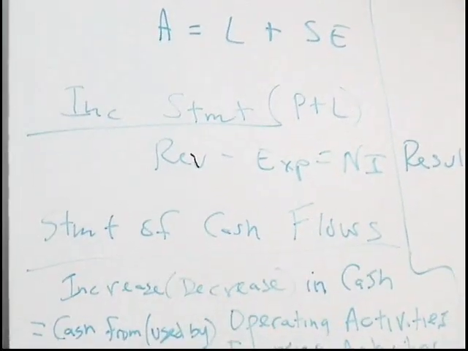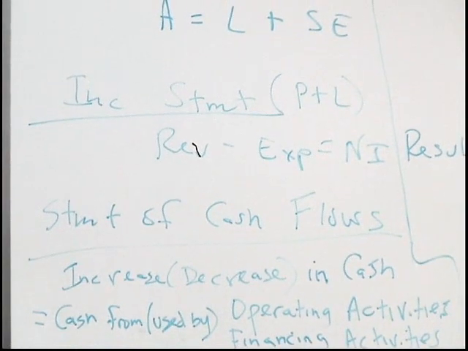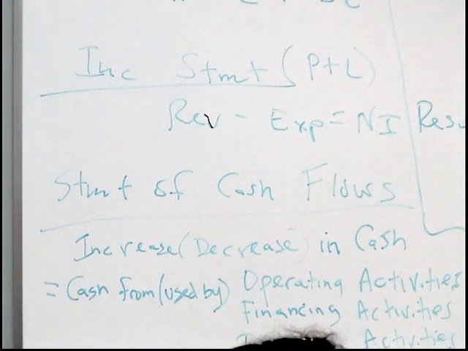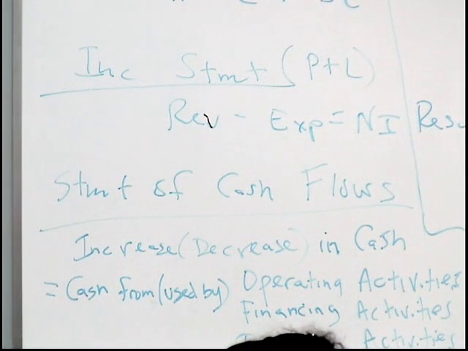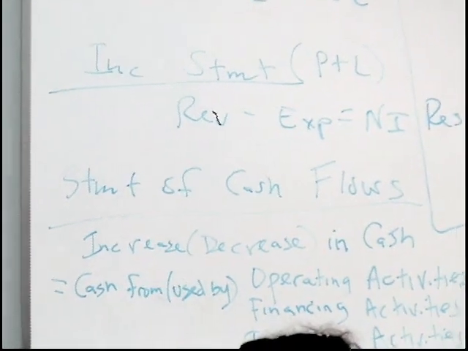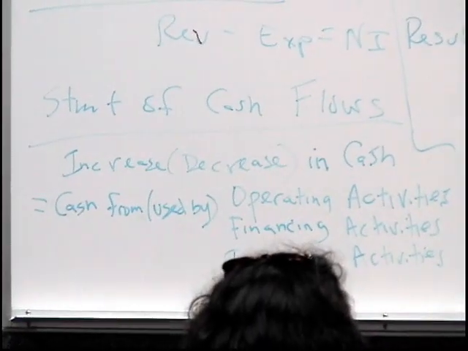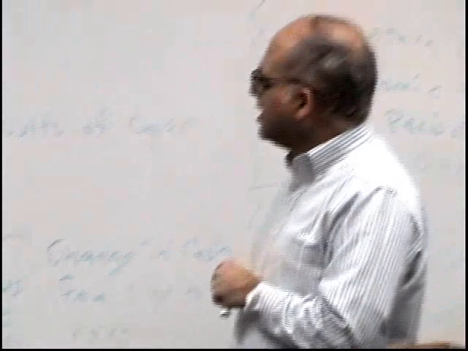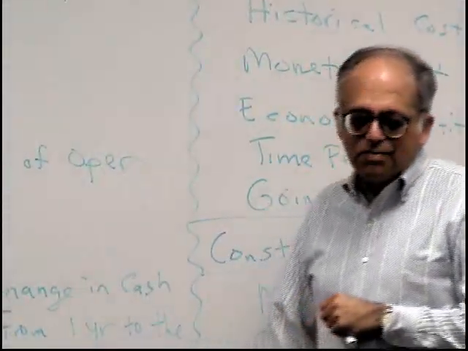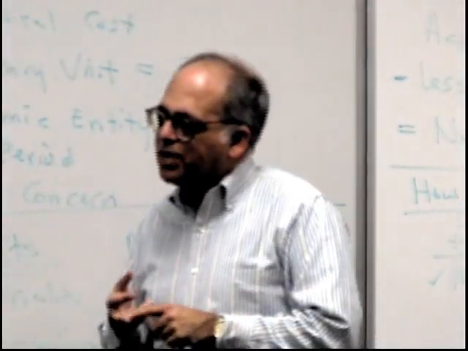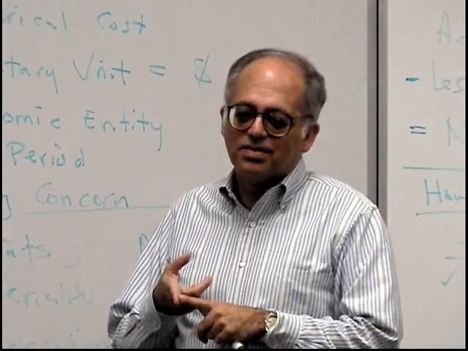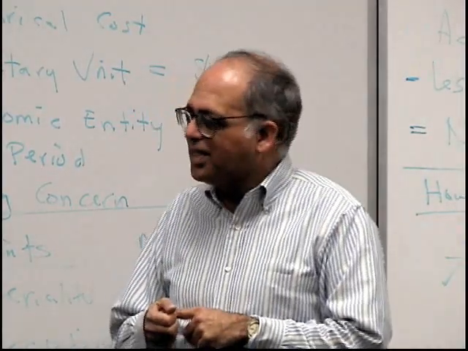Does everyone know what assets are? You can name a few. Cash, receivables, inventory, prepaid insurance, land, building, equipment, supplies, right? Okay, liabilities, examples: accounts payable, salaries payable, interest payable, notes payable, wages payable, taxes payable.